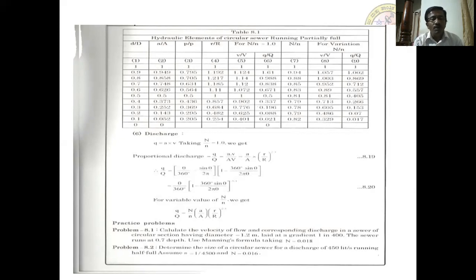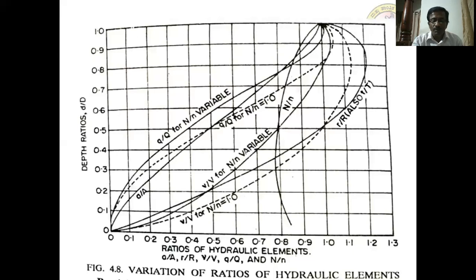From the table, what you observe is that the values of V by V as well as Q by Q are greater than 1 for partial flow, and later less than 1. If it is running full condition, all the values are 1, 1, 1 only. But if it is running partial flow, then it exceeds the value of 1. If you draw the graph of d by D versus the other hydraulic elements, A by A, R by R, V by V, Q by Q, as well as N by N.